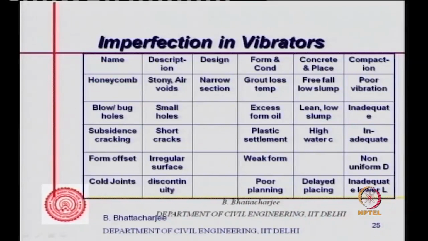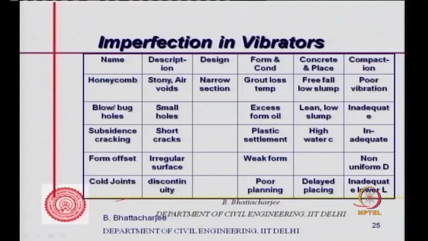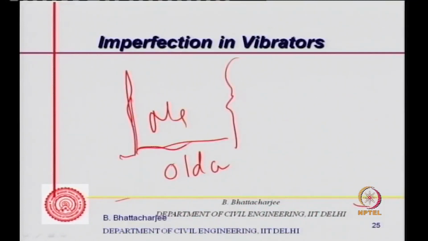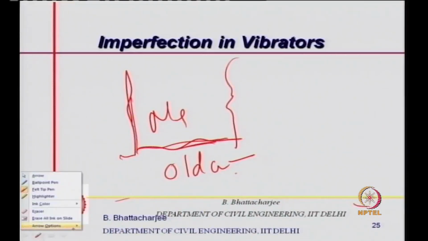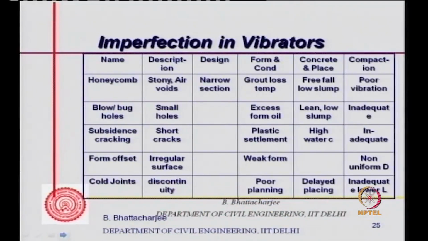Form set, of course, has nothing to do with the vibration. If your forms have not been bolted properly, this can result in defects. Cold joint formation is also due to inadequate vibration of the lower level. A cold joint occurs when you have old concrete, and then you have new concrete over here. So there can be cold joint formation if this is inadequately vibrated. You might have cracks coming in, or a weak joint forming here if it is not vibrated properly. So that's it. These are the imperfections that can come from vibrations.